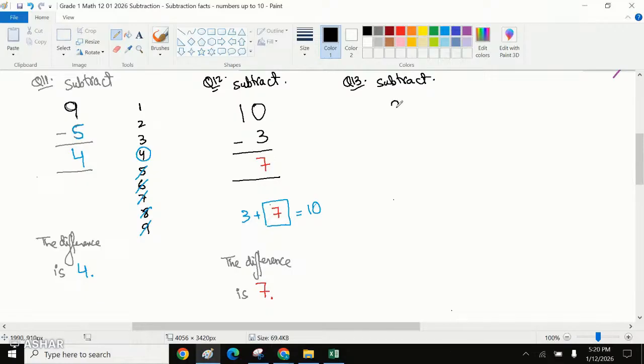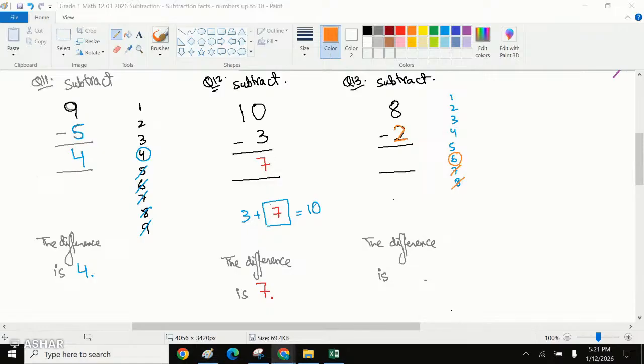8 minus 2. What is the difference of these two numbers? The difference of 8 minus 2 is, the easiest way is write down the numbers 1, 2, 3, 4, 5, 6, 7, 8. We just need to subtract 2. That means we remove two numbers from here. What are we left with?